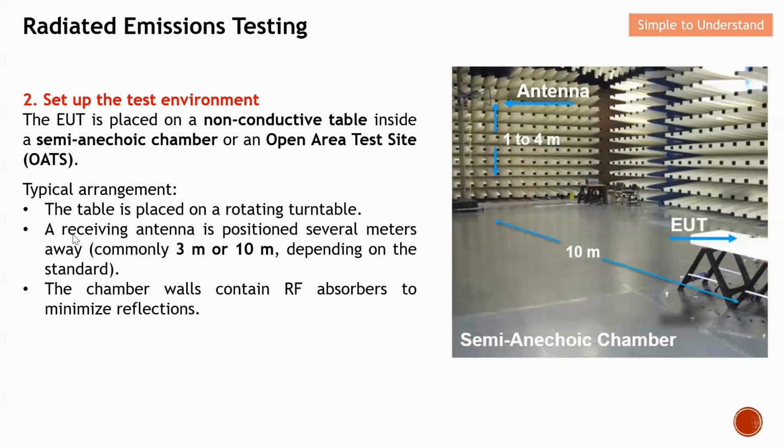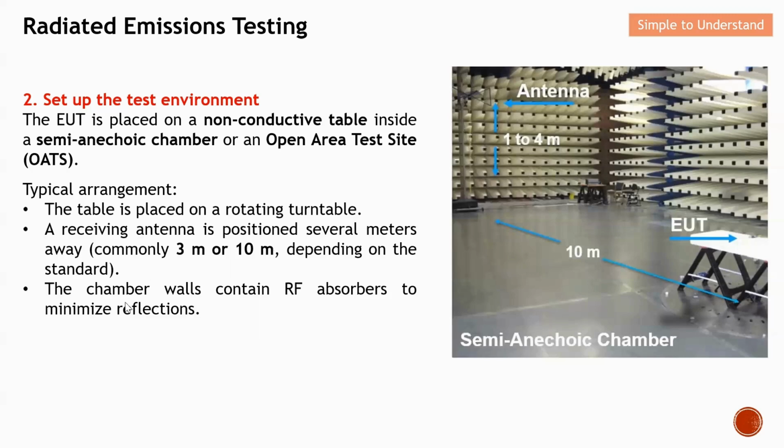A receiving antenna is positioned several meters away from the EUT. From here you can see that it is placed 10 meters away. The antenna is here, placed 10 meters away from the EUT. But some testing requires a distance of 3 meters. It depends on the different standard, so either 3 or 10 meters will be the standard distance from the EUT to the antenna.